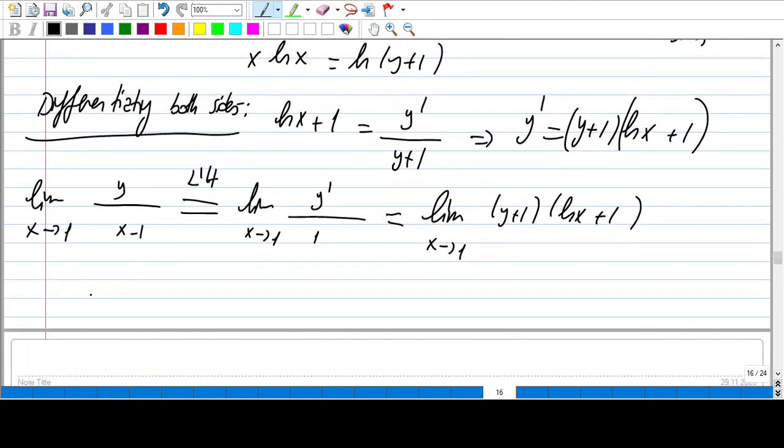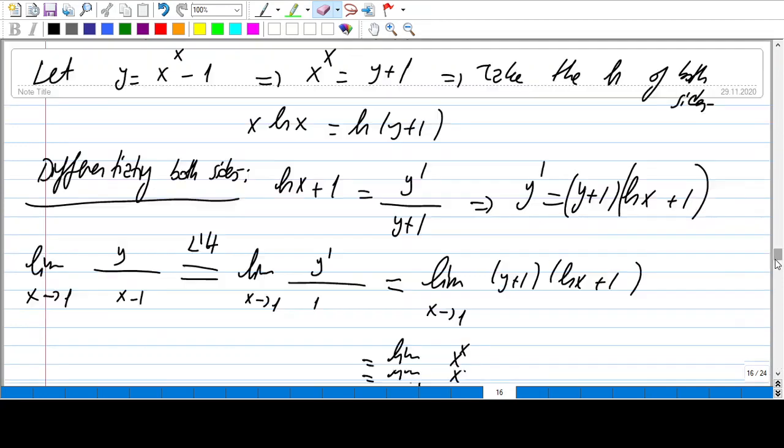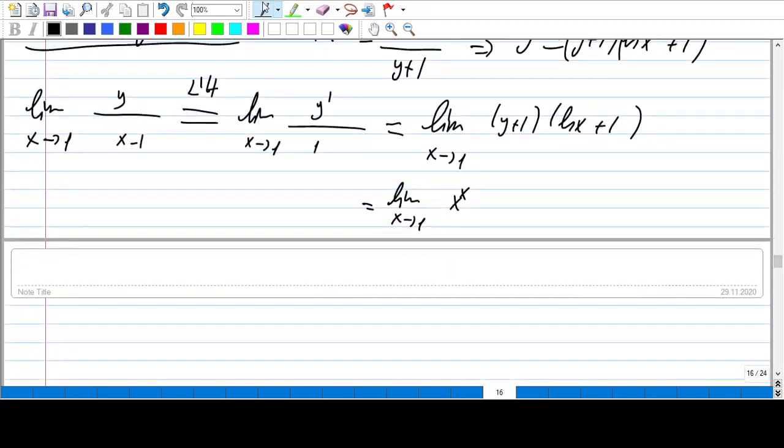Then what's my y? So y was equal to x power x minus 1. So in the limit, instead of y plus 1, you can write x power x. Okay, just x power x. Go to the expression here. You can verify that it is true. So y plus 1 is equal to x power x. One more step, times ln x plus 1.